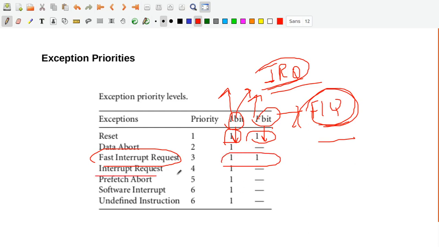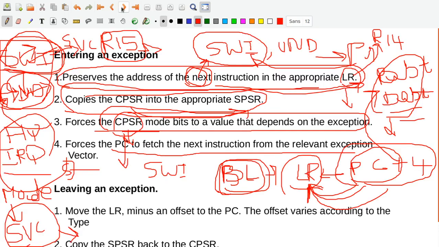Now because interrupt request, again the I bit is enabled but the F bit is not enabled. So this is what you do here. Along with that, you can just write it here.